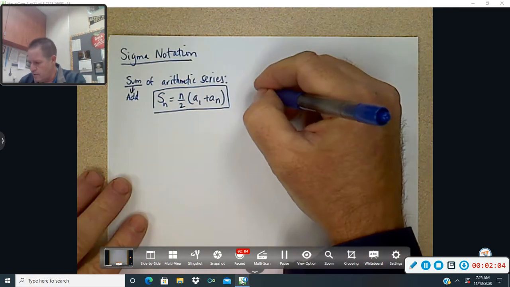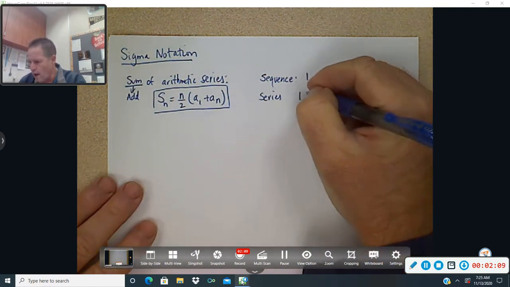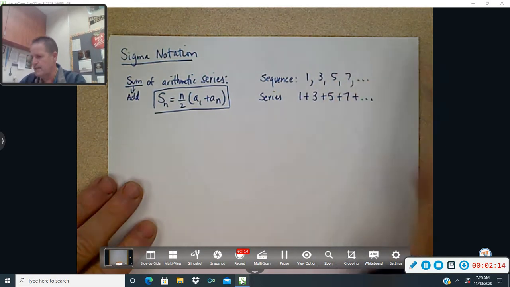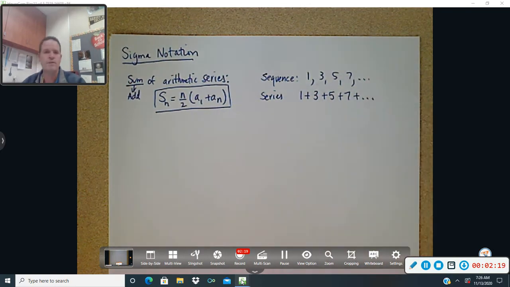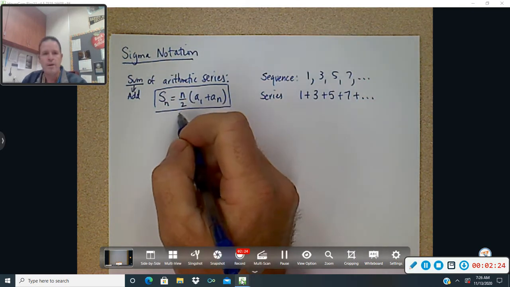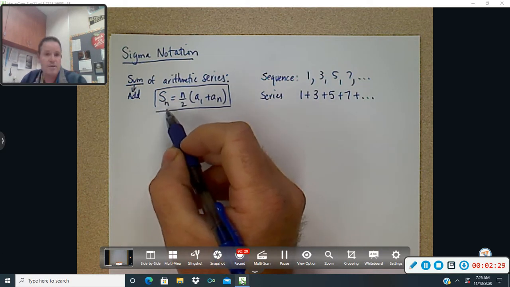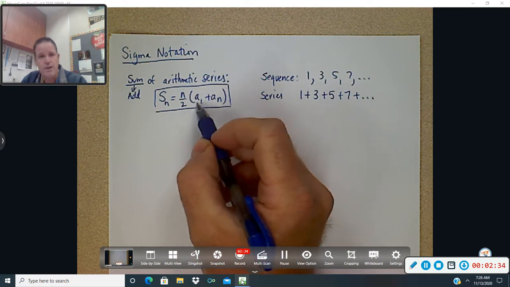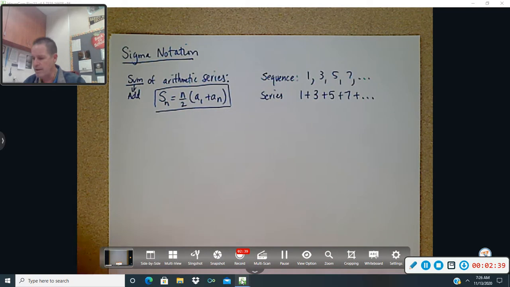Now, a series looks very similar. Watch. It's 1 plus 3 plus 5 plus 7 plus dot, dot, dot. See, what you're doing is you're adding up the sequence. So how do we add up the sequence? We use this formula. We figure out how many terms there are. So S sub, maybe there's 7 terms. S sub 7 equals 7 divided by 2 times whatever the first number is plus whatever the answer to the 7th number is. I'm going to get that all going for you.